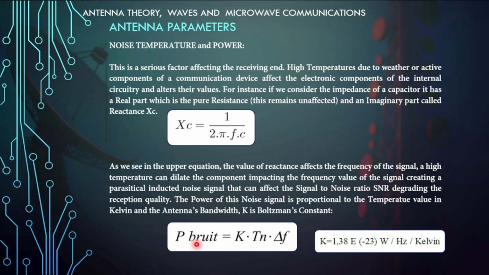So P is the power of this parasitical signal that was created due to the temperature, is equal to K, which is Boltzmann constant, equal to 1.38 times 10 to the power minus 23 watt per Hertz per Kelvin, times the temperature in Kelvin. Tn is equal to the temperature of the device in Celsius plus 273, times delta F, which is the bandwidth. Now, the bandwidth also contributes to having a higher noise factor. When you're using a larger bandwidth, it would also affect the noise signal, creating a higher noise power.